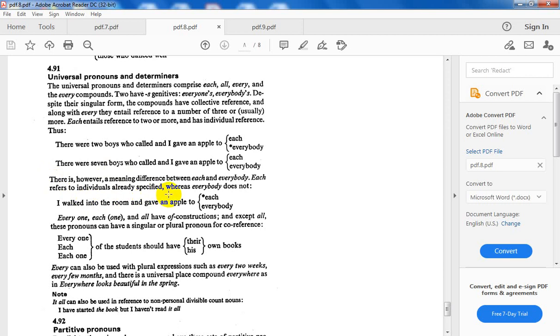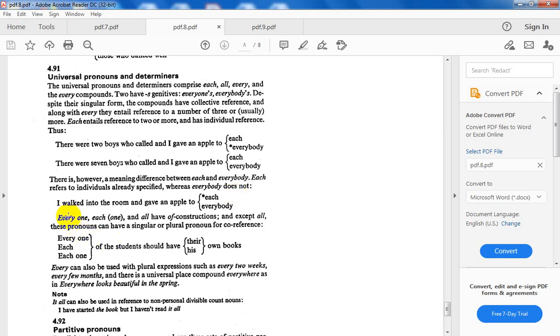There is, however, a meaning difference between each and everybody. What is that difference? Each refers to individuals already specified, whereas everybody doesn't. If I say give a paper to each, or give one paper to each, the people or the students addressed are specified. When I say to each, you know you are giving to this one and this one and this one. When I say give a paper to everyone, the meaning is that they are not specified.